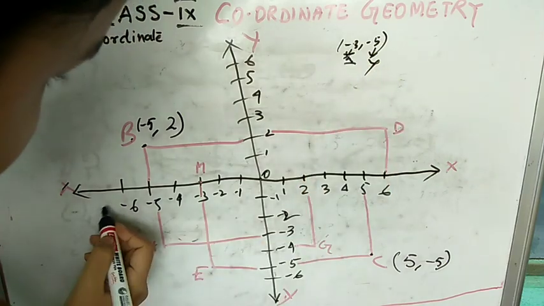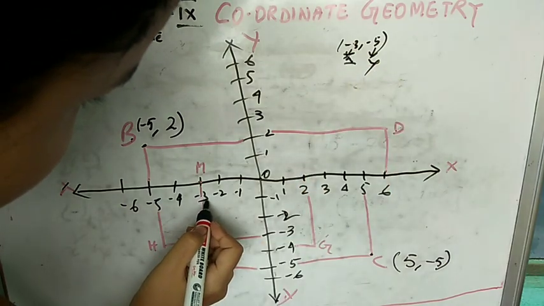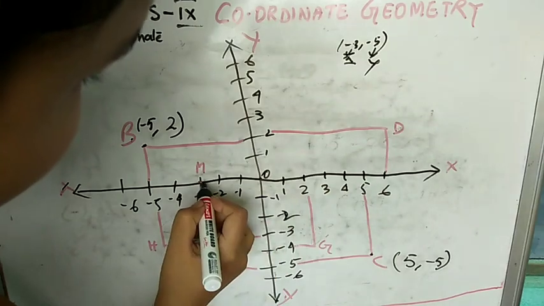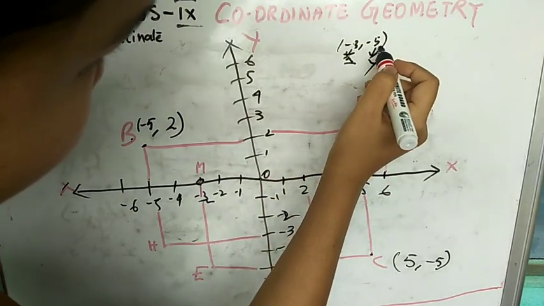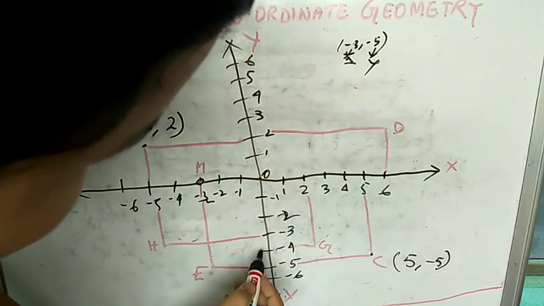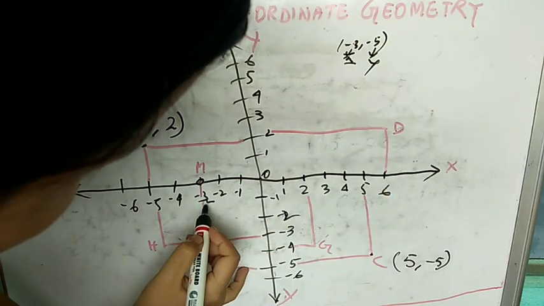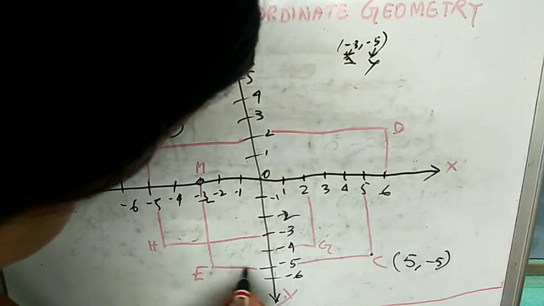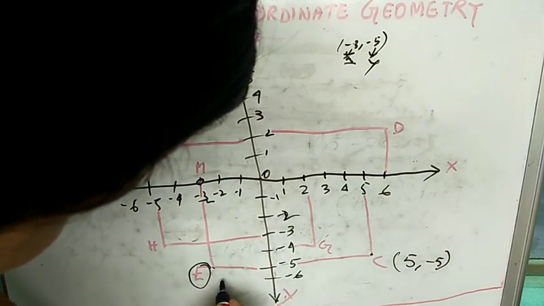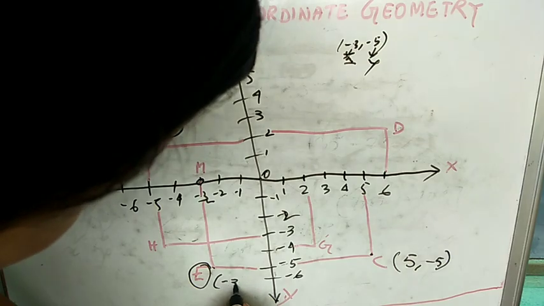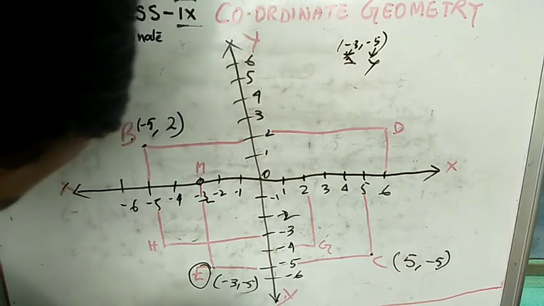The next sub-question 3 says find the point identified by the coordinates minus 3, minus 5. Here minus 3 is x and minus 5 is y, so minus 3 in the x-axis is located here and minus 5 in the y-axis is located below, so the required point is point E, and the coordinates are minus 3, minus 5.